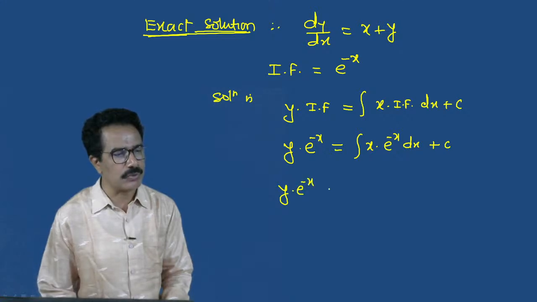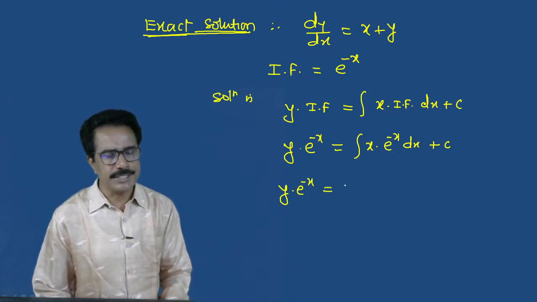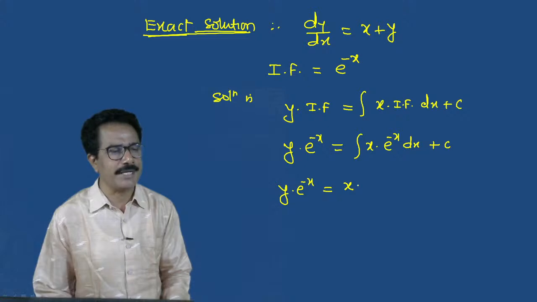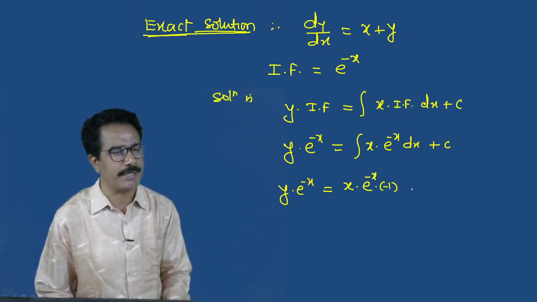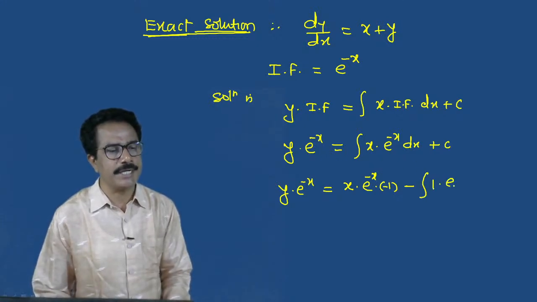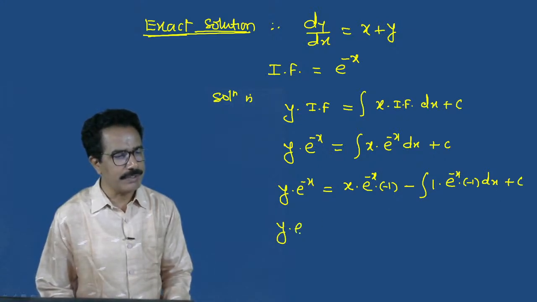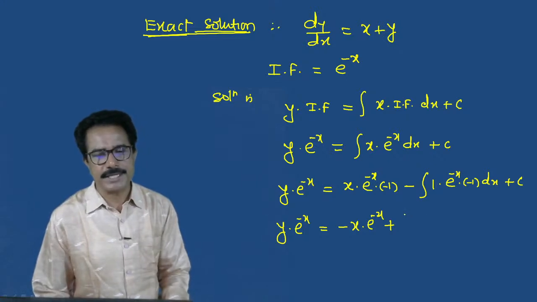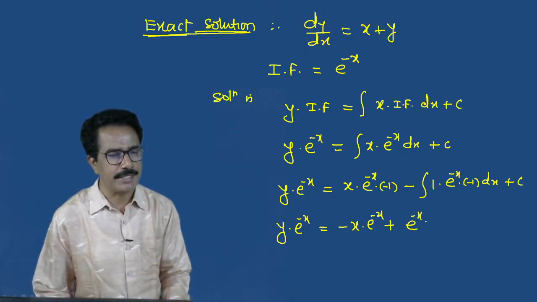y into e raised to minus x: first as it is. बरोबर आहे का? इंटिग्रेशन ऑफ सेकंड, e raised to minus x चं इंटिग्रेशन e raised to minus x into minus 1. Minus, in integration: derivative of first one, integration of second, e raised to minus x into minus 1 dx plus c. So y into e raised to minus x is equals to minus x e raised to minus x plus e raised to minus x पुन्हा minus x चं इंटिग्रेशन येतं e raised to minus x into minus 1 plus c.